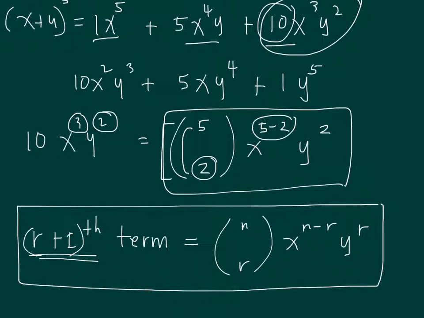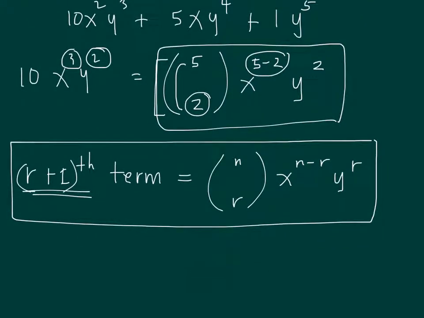Just to explain it further, if I want to find the first term of an expansion, then that would be n choose 0. So the first term, meaning it's the r plus 1 term, so this number should be 1 less than the term number. So if I have to find the first term, then x to the n minus 0, and then y to the 0. That's how you find the first term.